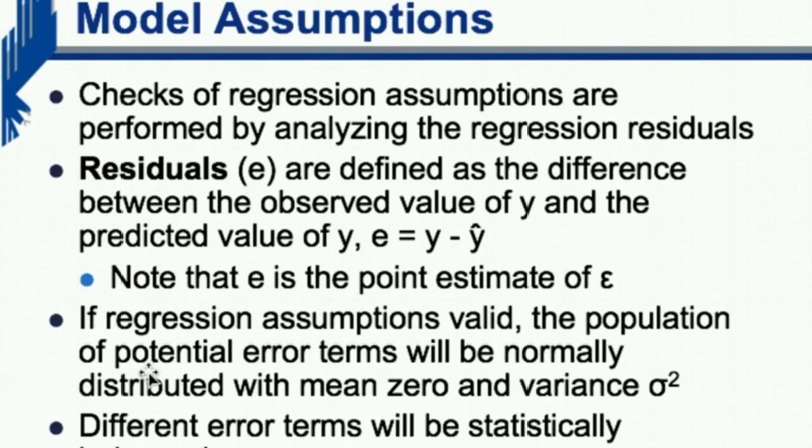So if the regression assumptions are valid, then the population of potential error terms will be normally distributed with mean 0 and variance of sigma squared. And different error terms will be statistically independent, so that's what we mean by the independence assumption mentioned earlier.